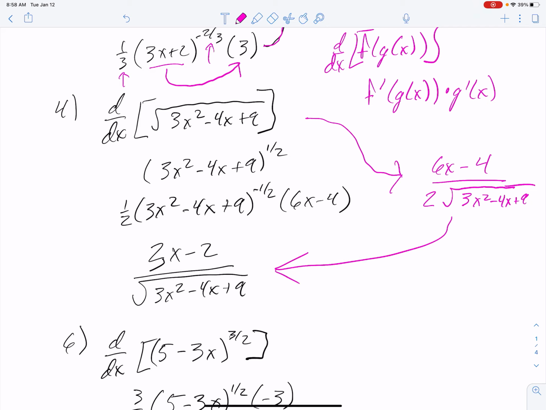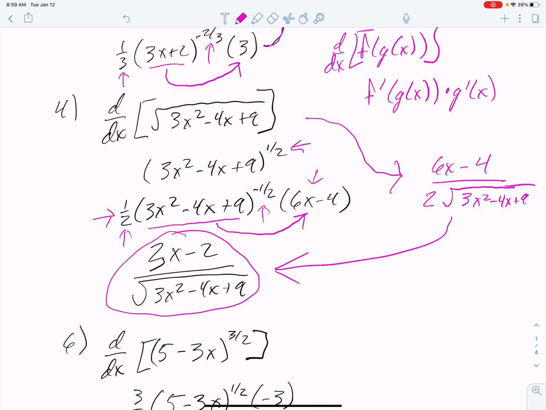Or if you prefer to go through the process, we rewrite our radical as something to the 1/2 power. The derivative of my outer function is 1/2 times the original inner function to the negative 1/2, and then I take the derivative of that original inner function. Since the 1/2 and the 6x minus 4 can reduce to 3x minus 2, I rewrite 3x minus 2 over square root of 3x squared minus 4x plus 9.